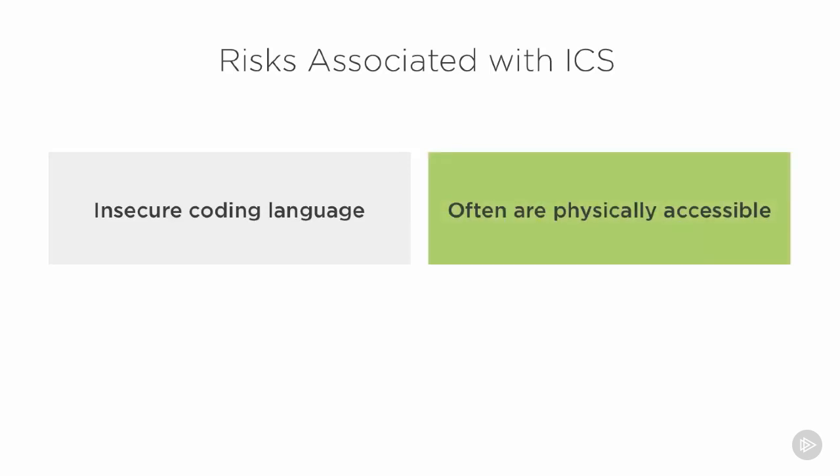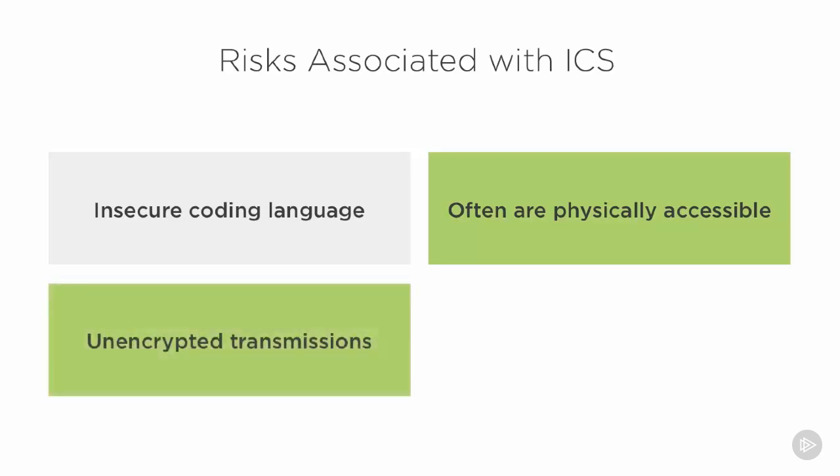In many cases, these devices are physically accessible. People can get access to them, and that would leave them susceptible to damage or theft. We also have the risk that most of these devices will actually communicate back to a control center using unencrypted transmissions, which means that those transmissions can not only be observed, but also altered quite often in transit.